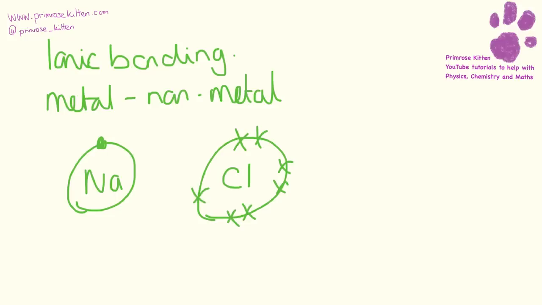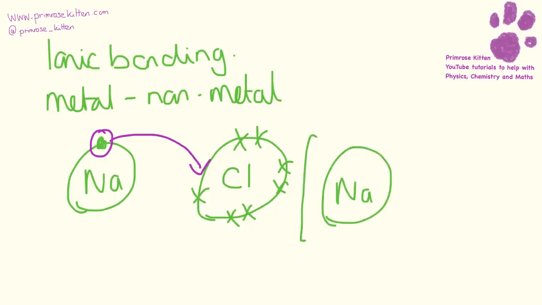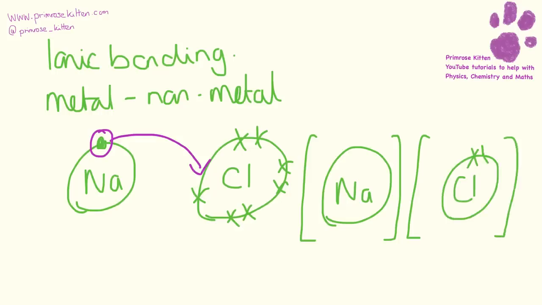What is going to happen is this electron here is going to go over there because everything wants to have a full outer shell. And what we are going to end up with afterwards in square brackets is chlorine and sodium having a full outer shell. Chlorine with its seven original electrons and then the extra one it has gained from sodium. Now because sodium has lost an electron, it is going to have a positive charge, and because chlorine has gained an electron, it is going to have a negative charge.